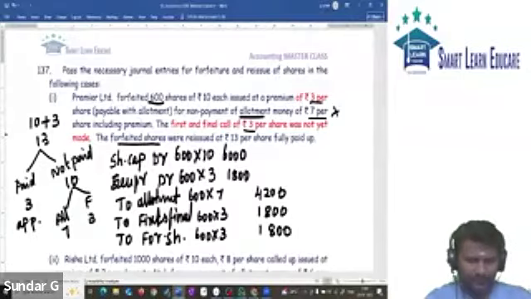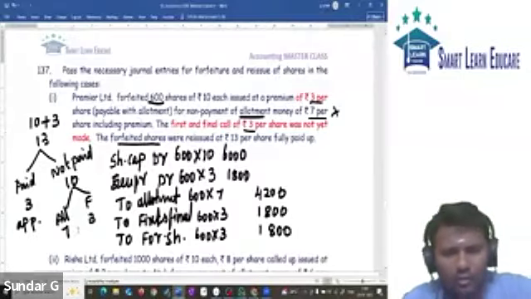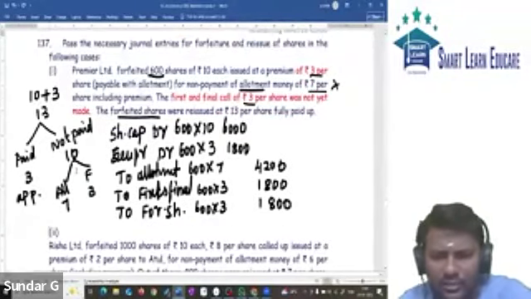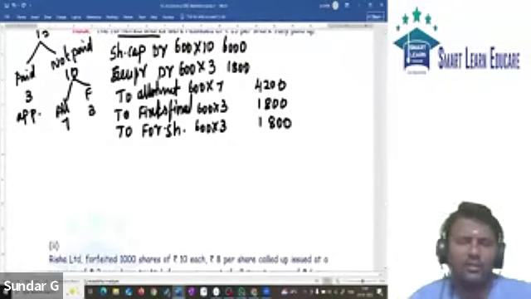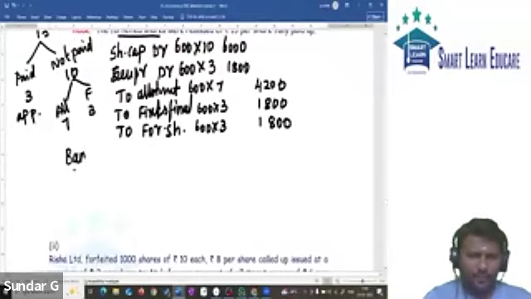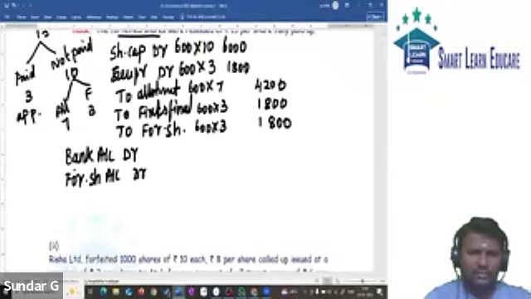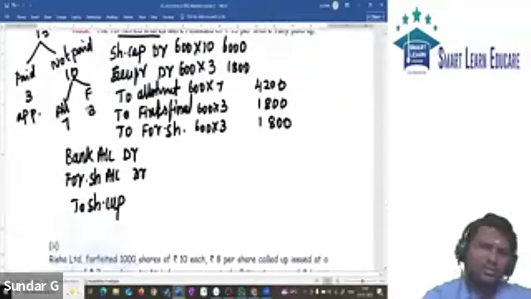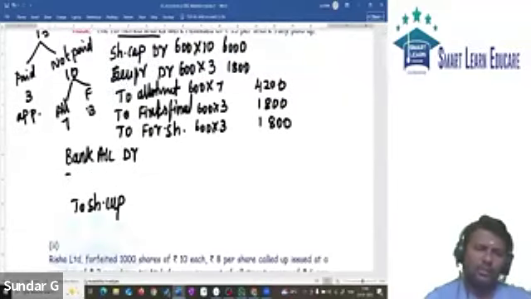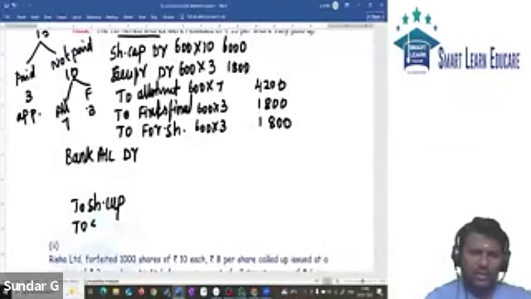Forfeiture entry over. Now, forfeited shares are reissued. What is the journal entry for reissue of shares? Reissue of shares entry. Bank account debit, forfeited shares account debit, to share capital. Whether it is reissued at discount? No, it is not reissued at discount. It is reissued at premium. Bank account debit, to share capital, to securities premium.